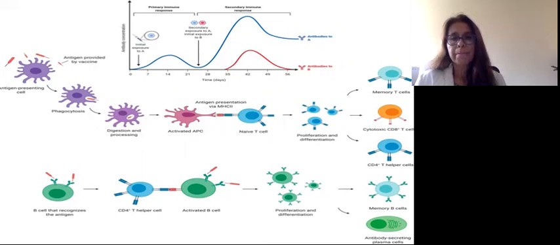For their part, B cells get activated after direct recognition of the pathogen and contact with a CD4 T cell that was previously activated. The specific B cell will undergo clonal expansion and give rise to plasma cells which produce specific antibodies.